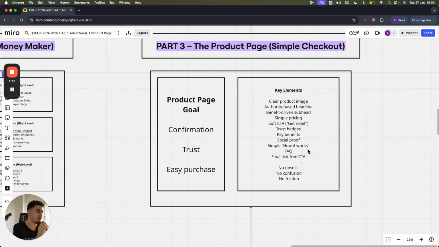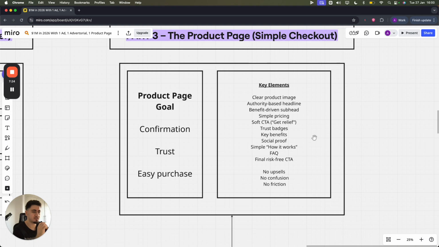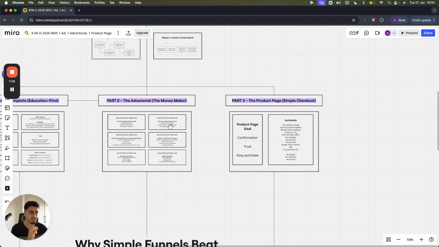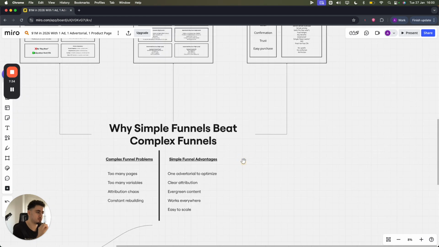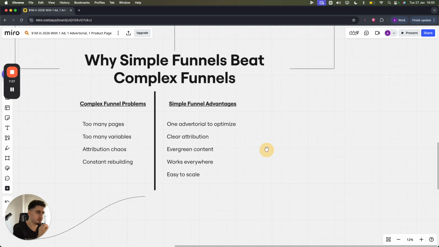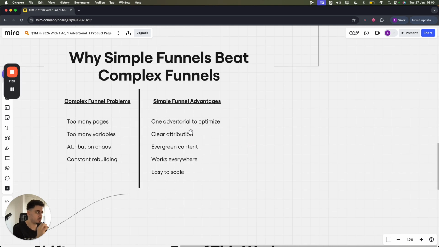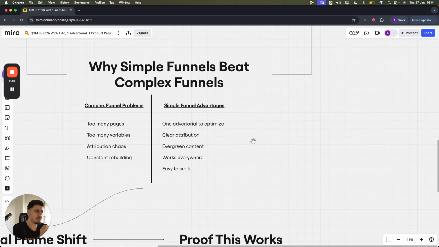So again, for the most part, it should be very similar. If you guys are already printing with your PDPs, then keep that structure, but just obviously introduce an advertorial before that step, right? And then, why do simple funnels beat complex funnels, right? So again, like I said, people's attention span, people are just overstimulated in today's society, in today's world, right? There's so much information, so much stimulation, right? So you want to make things simple, right? And this is why having a simple funnel like this is just going to work, right?